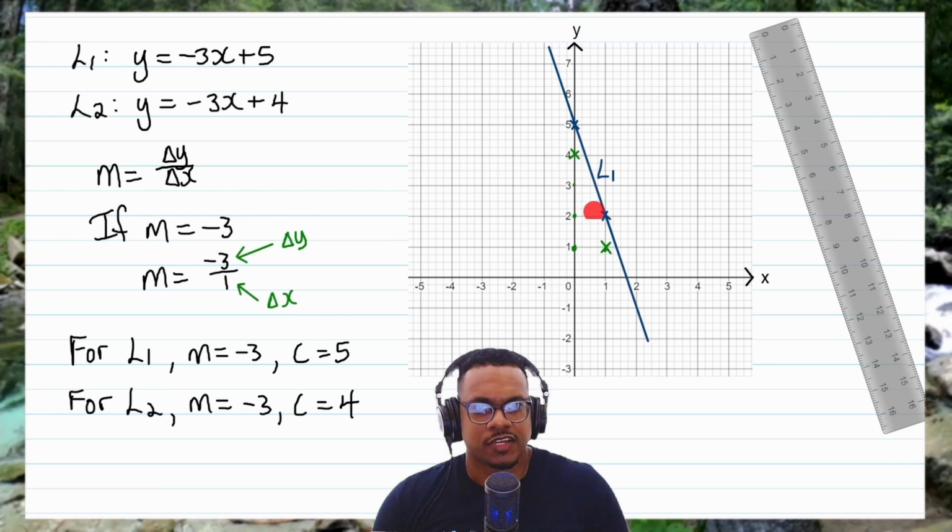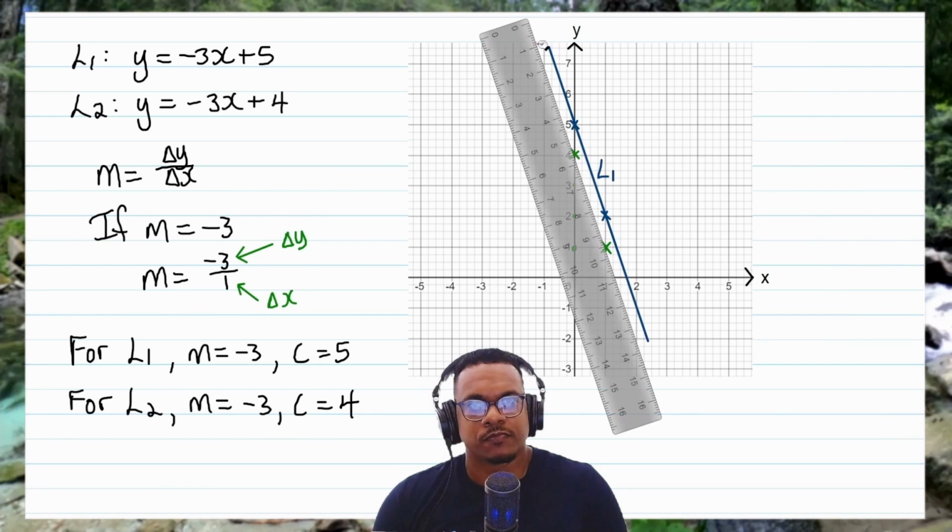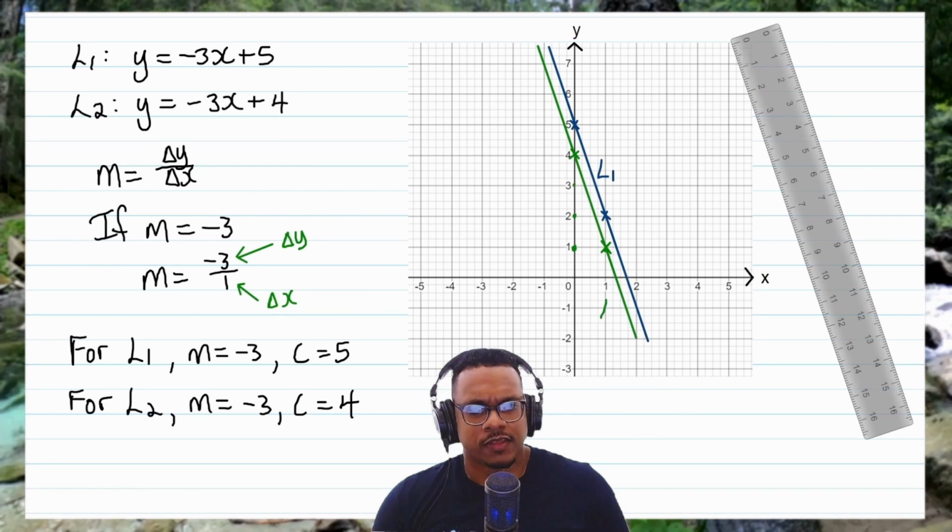So now I'll draw a straight line connecting these 2 points, and that will be my line L2. So I draw my line connecting the 2 points. And this will be my line L2. So we can clearly see 2 lines with the same gradient would be parallel.